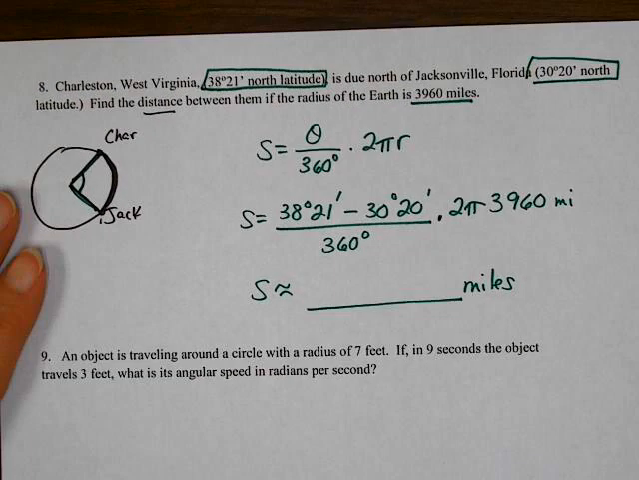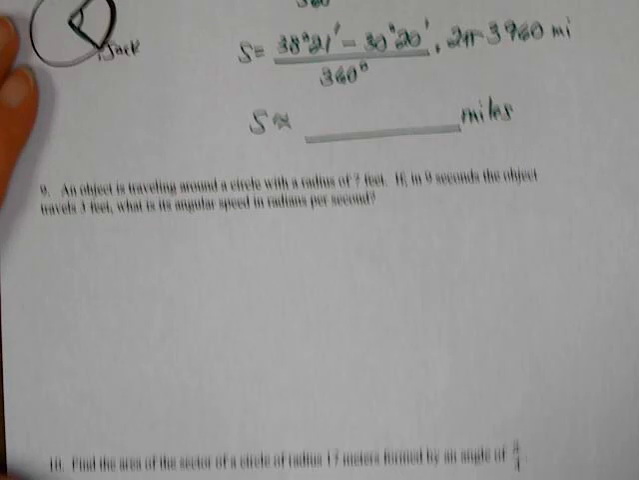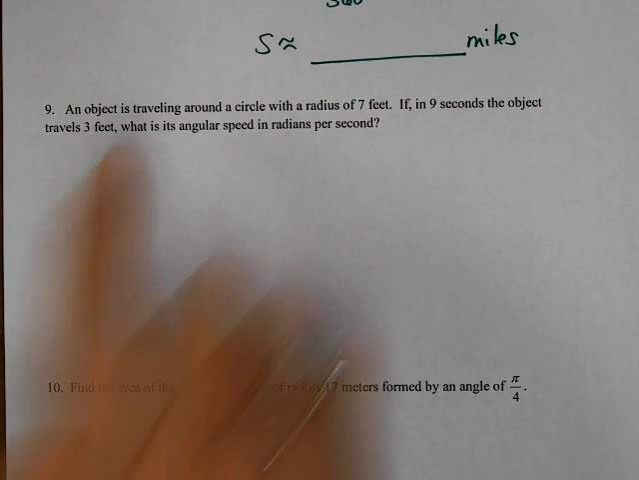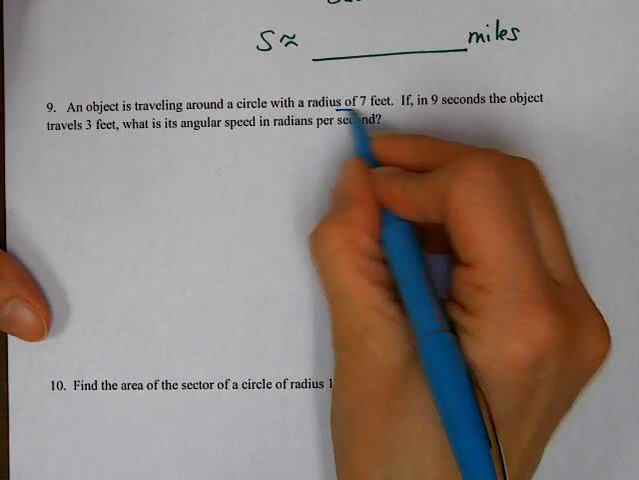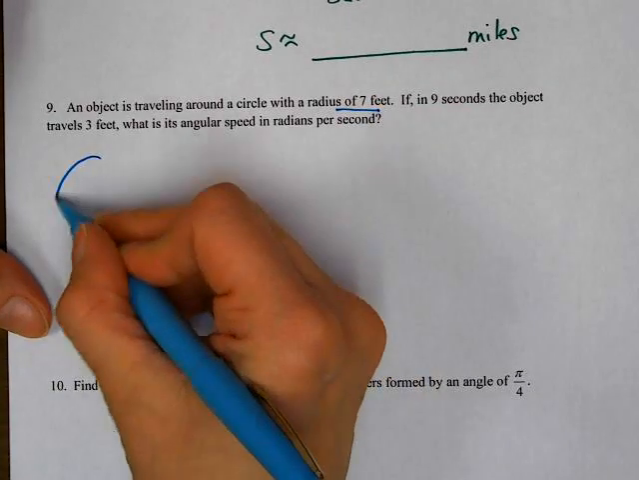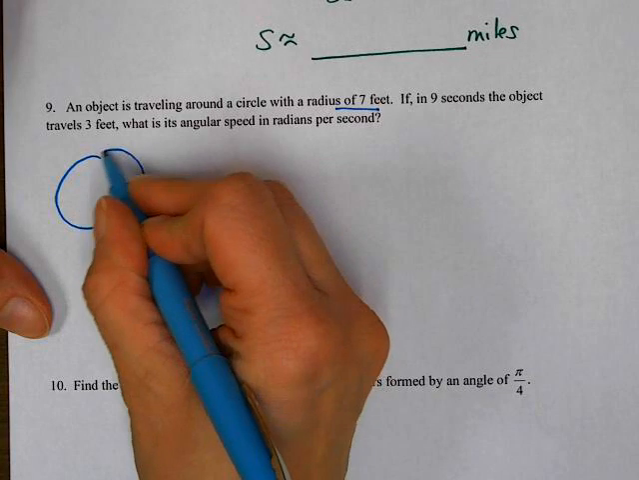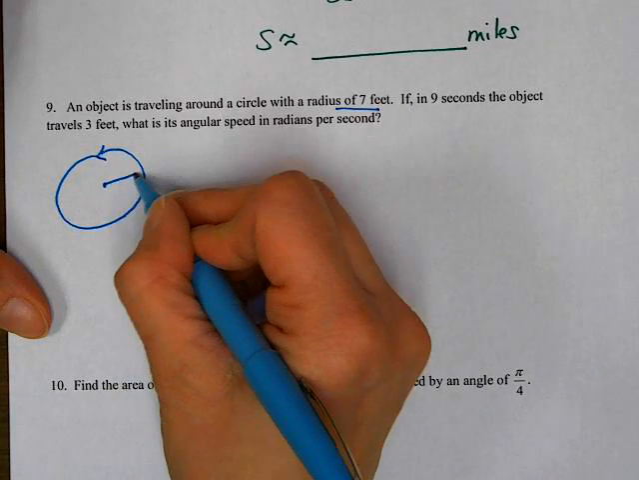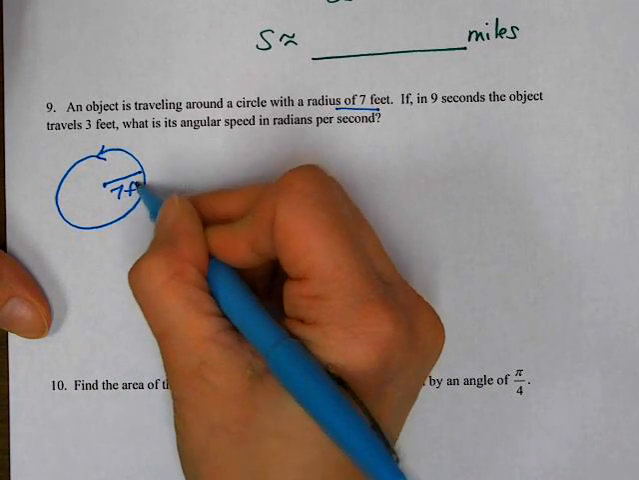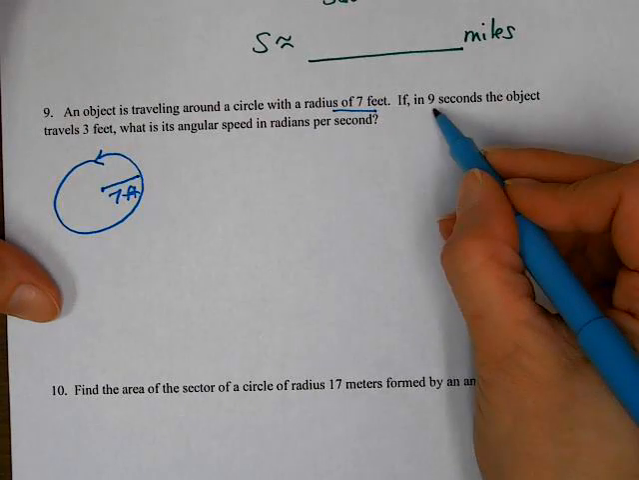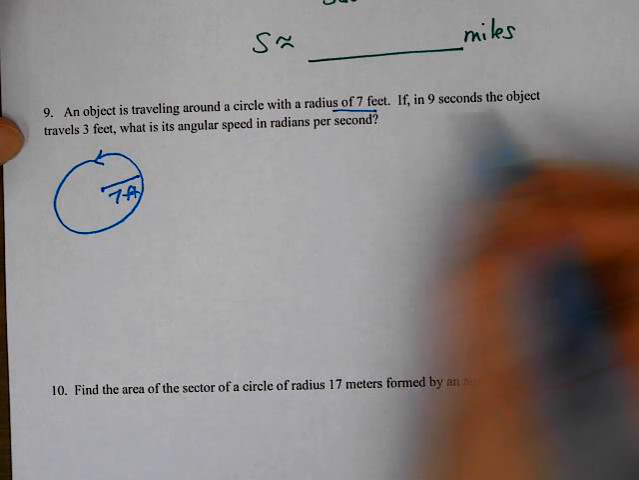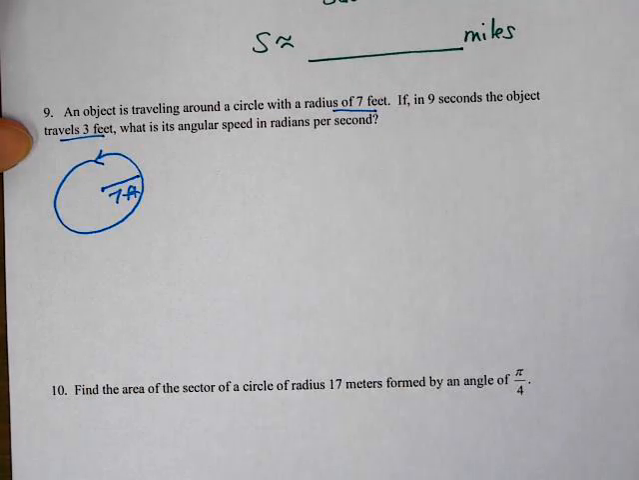Okay, let's do the next one. I'm helping you with the setup. You're going to finish them off. An object is traveling around a circle with radius 7 feet. Step 1 is always draw a circle. It's traveling round and around the circle. The radius of the circle is 7 feet. They didn't try to trick us with diameter. In 9 seconds, the object travels 3 feet.